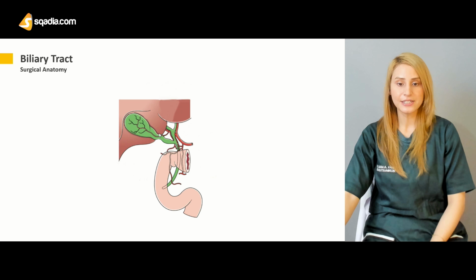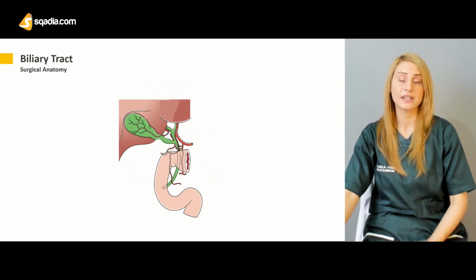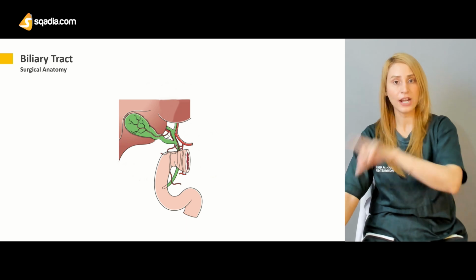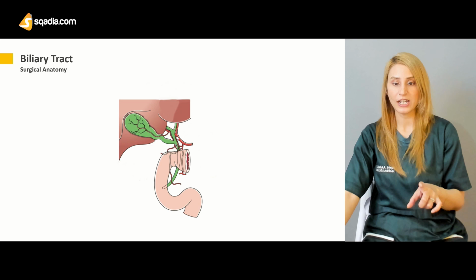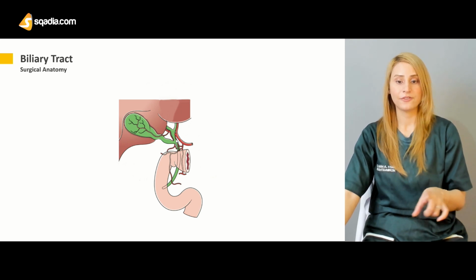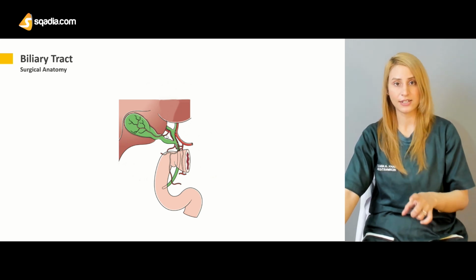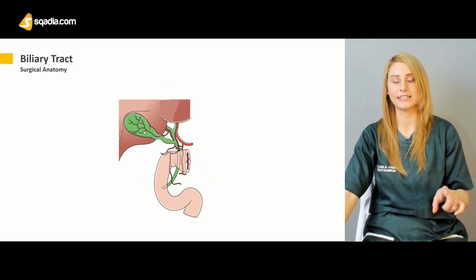Now, you can see here in the center that this is the hepatic artery, and this is actually the cystic artery. The cystic artery is a branch of the right hepatic artery. So this is the right hepatic artery, and this is the left hepatic artery, and they combine together and form a common hepatic artery. The right hepatic artery gives a branch, which is the cystic artery, and it goes all the way and supplies the gallbladder.